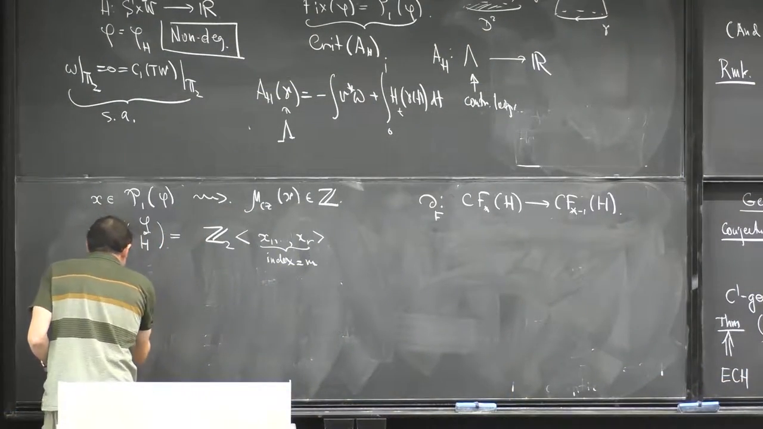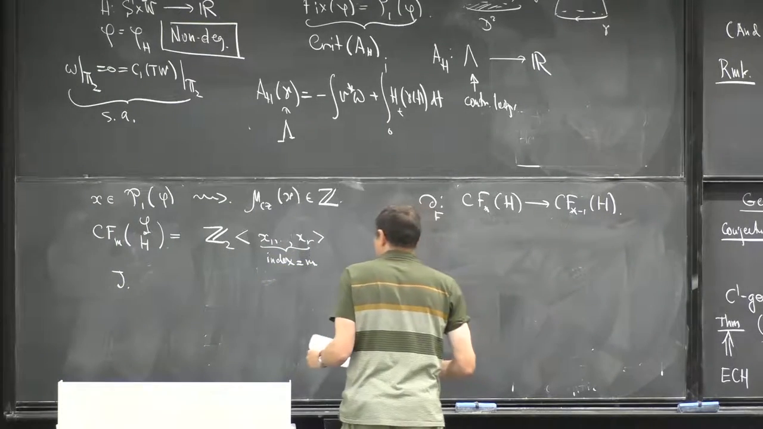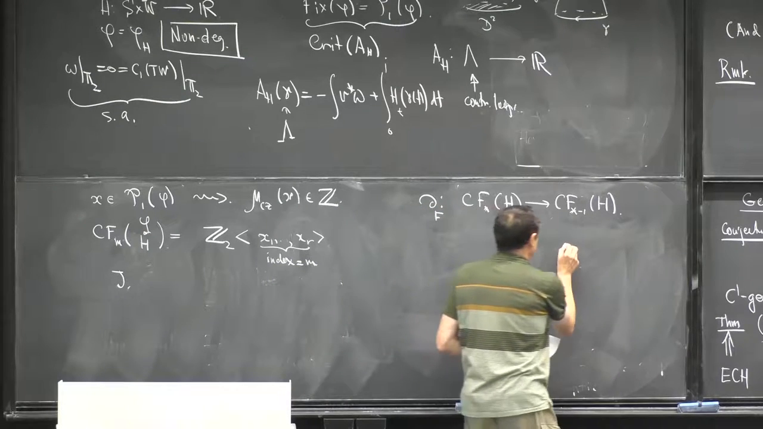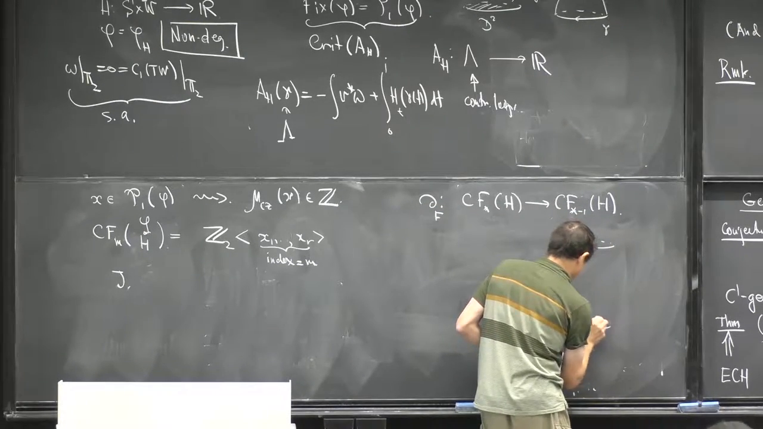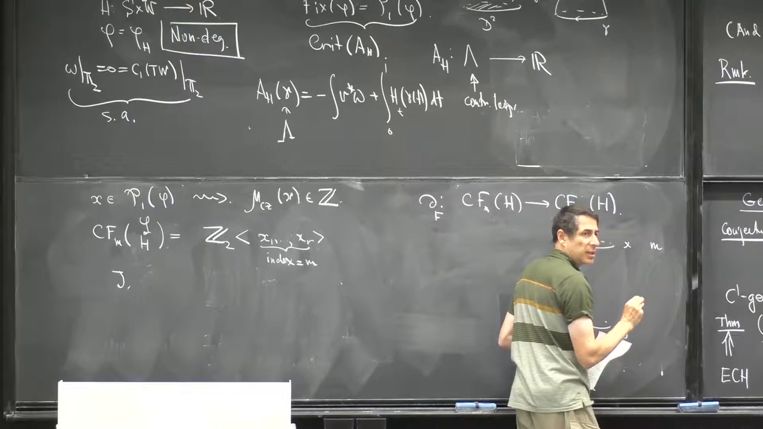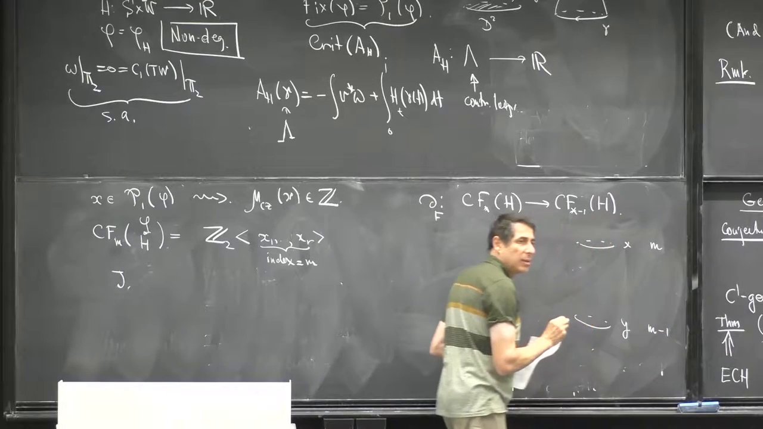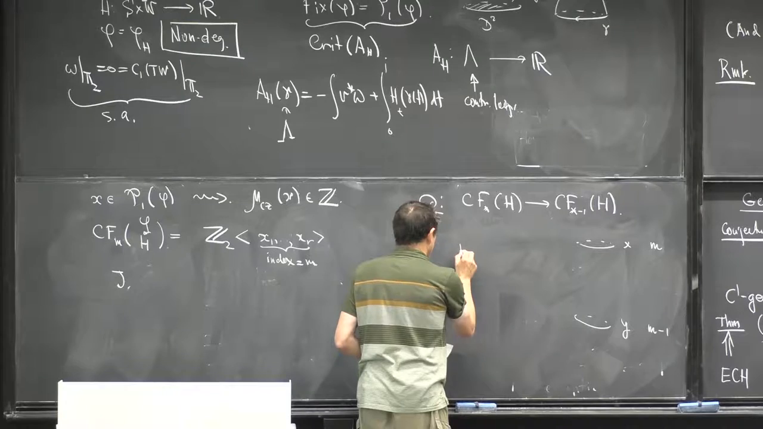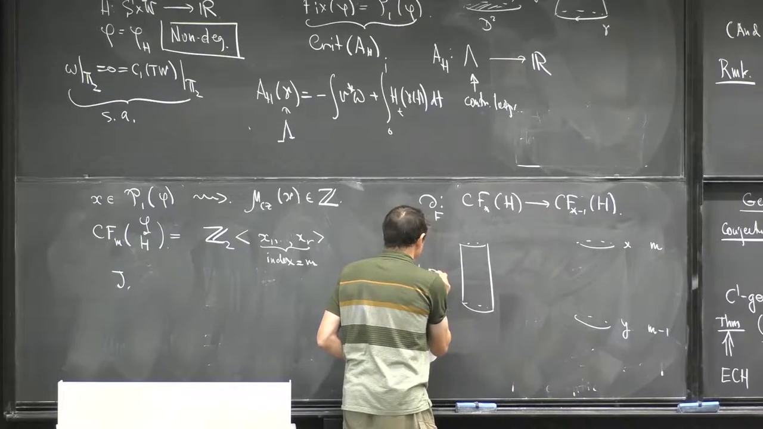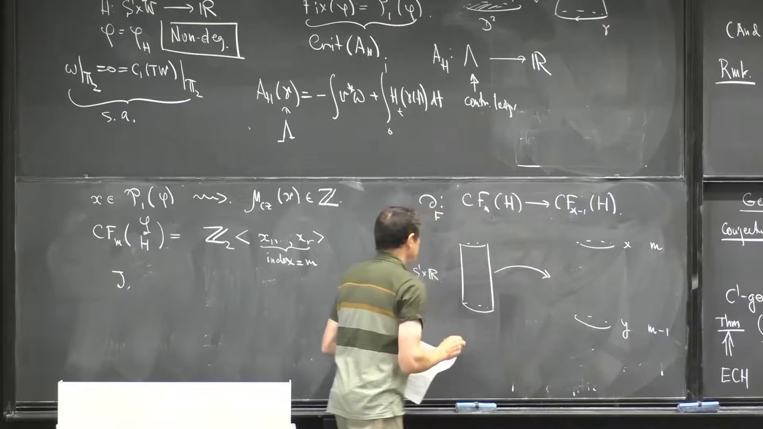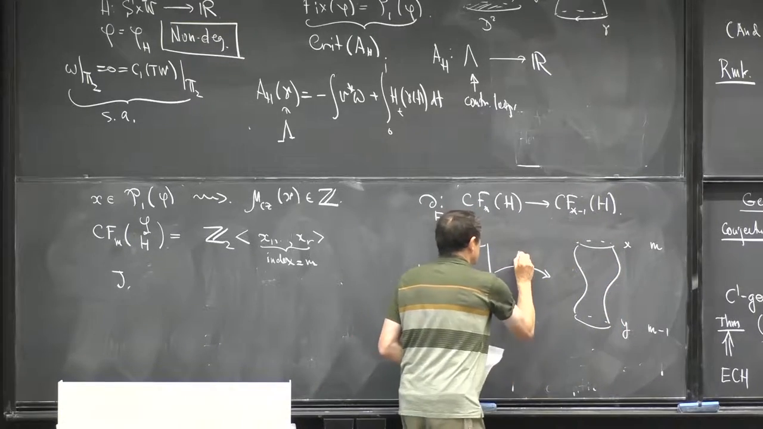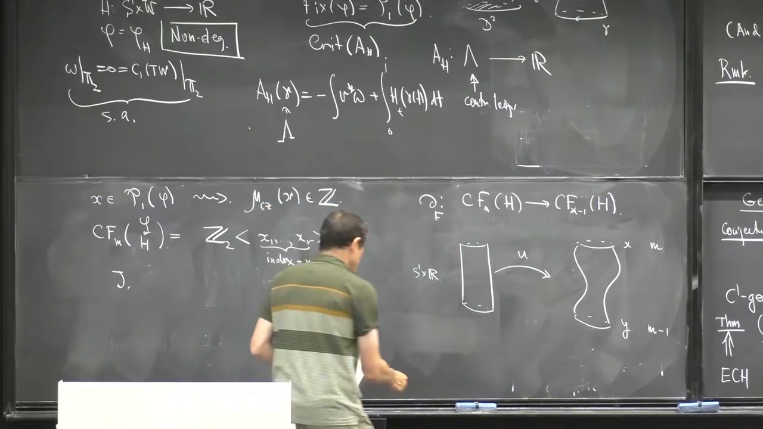So in any event, the differential. Now I'm going to say a few words here. I'm not going to use much. I'm going to fix an almost complex structure compatible with omega. And given two orbits x and y of adjacent indices, so here the Conley-Zehnder index is m, and here the index is m minus 1, this is how the differential is going to work. I'm going to take the cylinder S1 cross R and map it to the symplectic manifold such that this map u satisfies a perturbed Cauchy-Riemann equation.